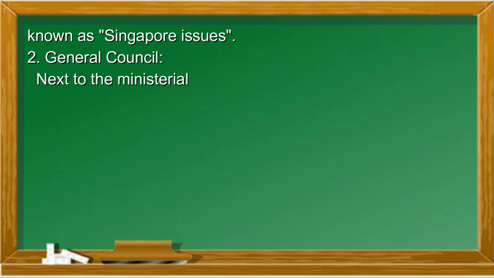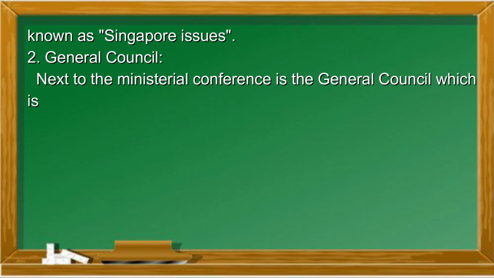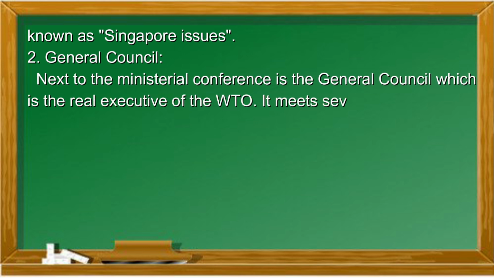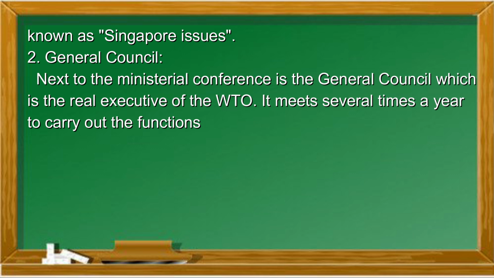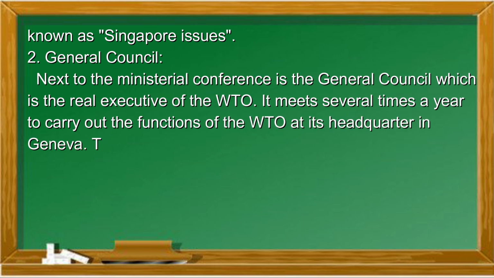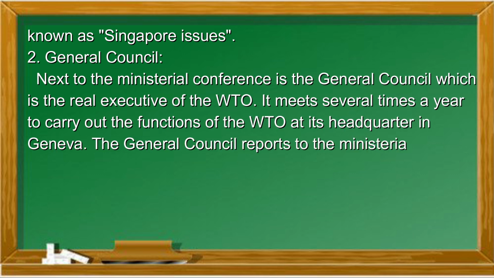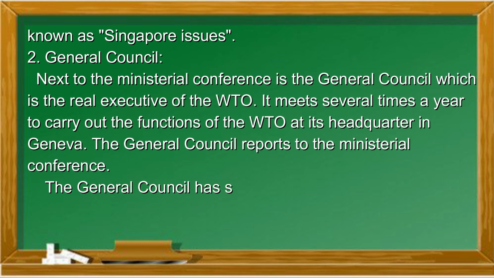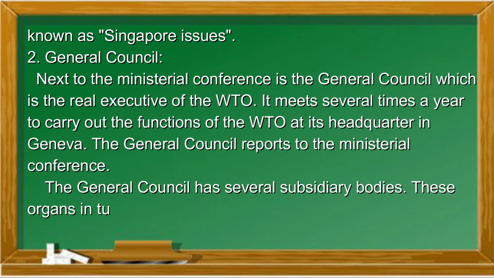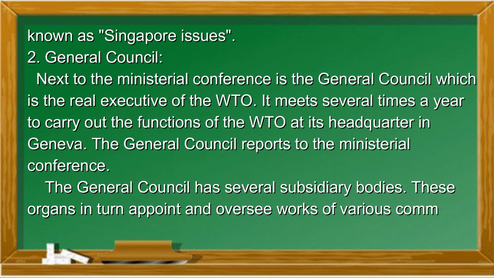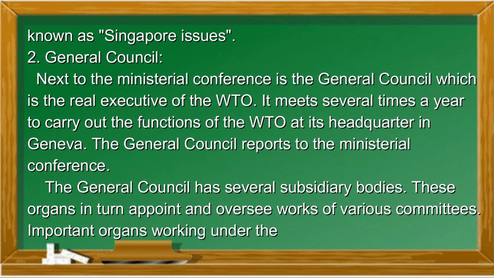2. A General Council. Next to the Ministerial Conference is the General Council, which is the real executive of the WTO. It meets several times a year to carry out the functions of the WTO at its headquarters in Geneva. The General Council reports to the Ministerial Conference. The General Council has several subsidiary bodies. These organs in turn appoint and oversee works of various committees.